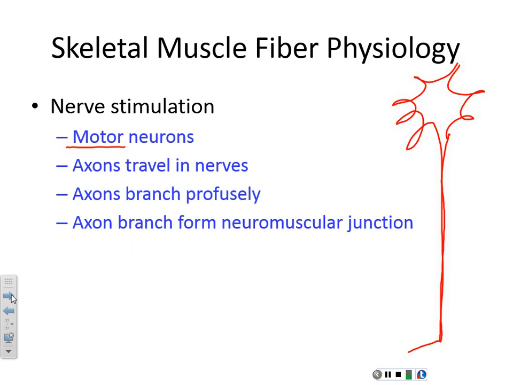And then what did we say they do? They branch profusely. Why? Because a muscle has a whole bunch of cells. You couldn't possibly have one neuron controlling one cell. So they branch profusely, and then at the end, they form a neuromuscular junction with a muscle cell. So we'll talk a little bit about the neuromuscular junction.